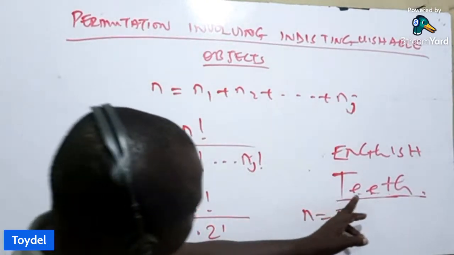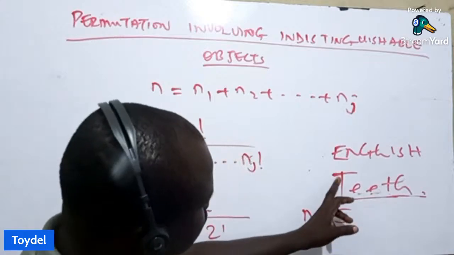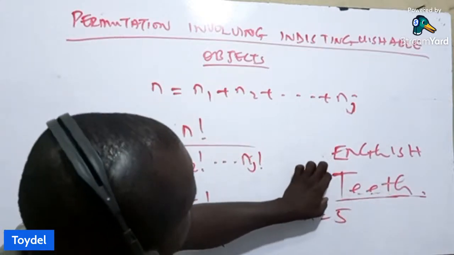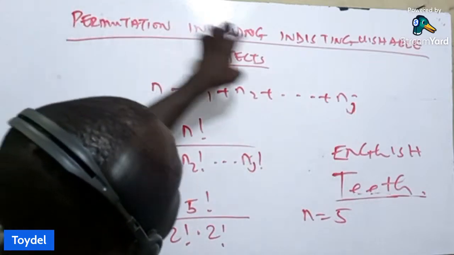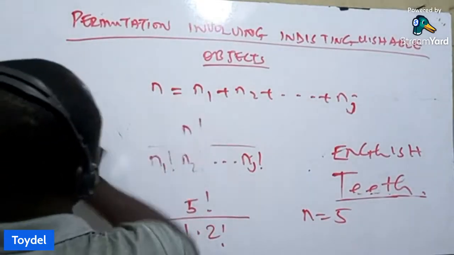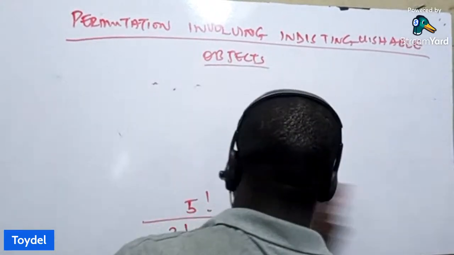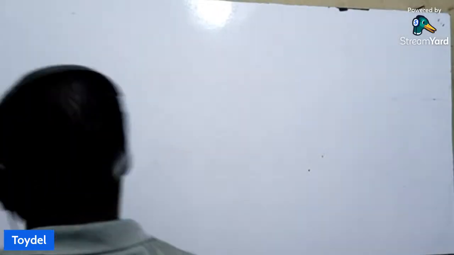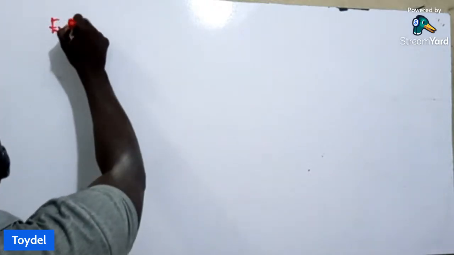Because we cannot differentiate between the first E and the second E. We cannot differentiate between the first T and the second T. So this type of problems or questions comes under permutation involving indistinguishable objects. I will give one or two examples on this. Then we'll move. So example 5.